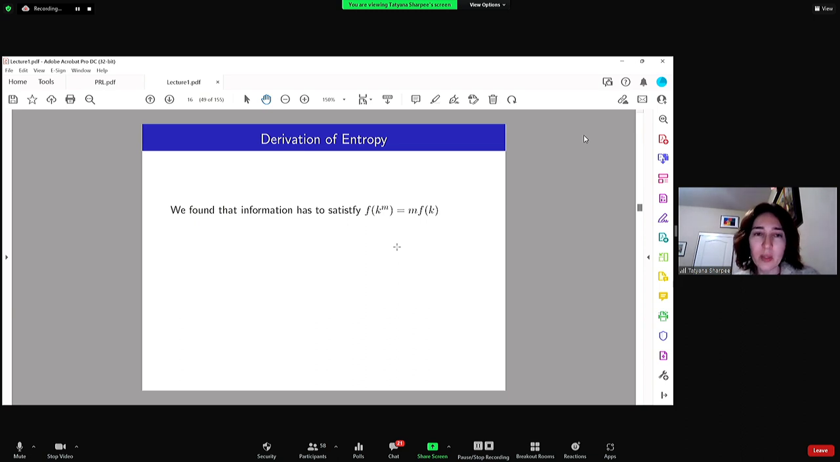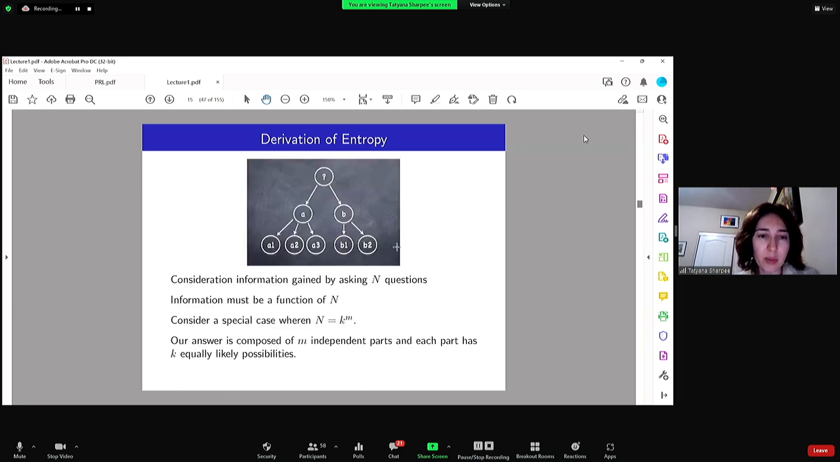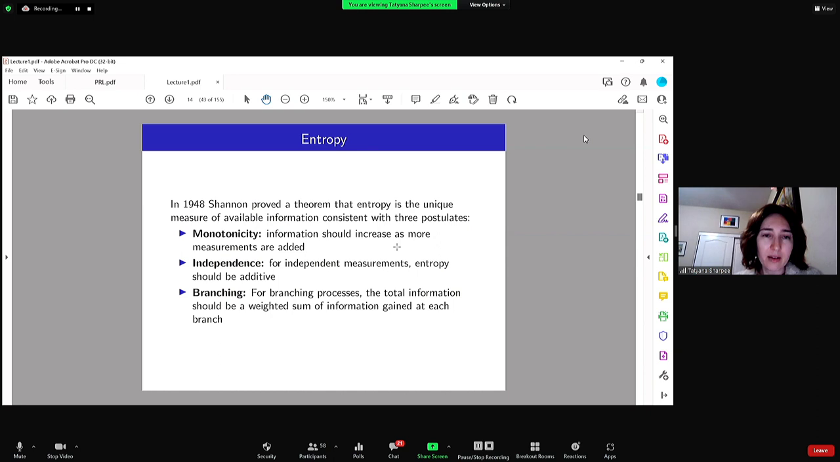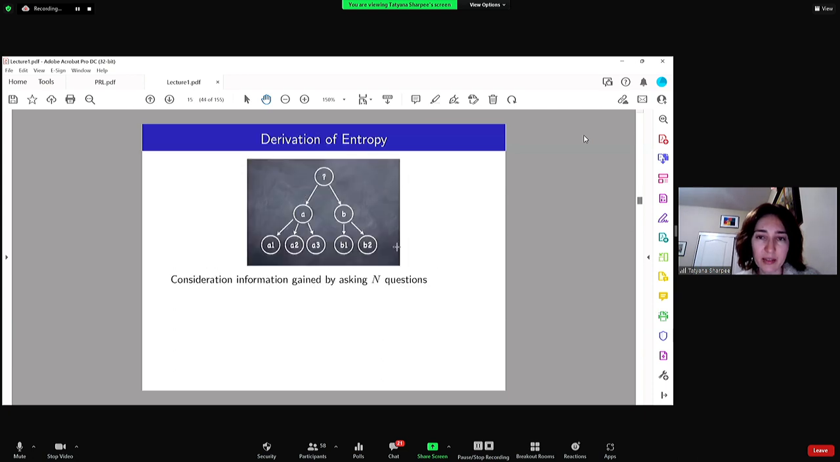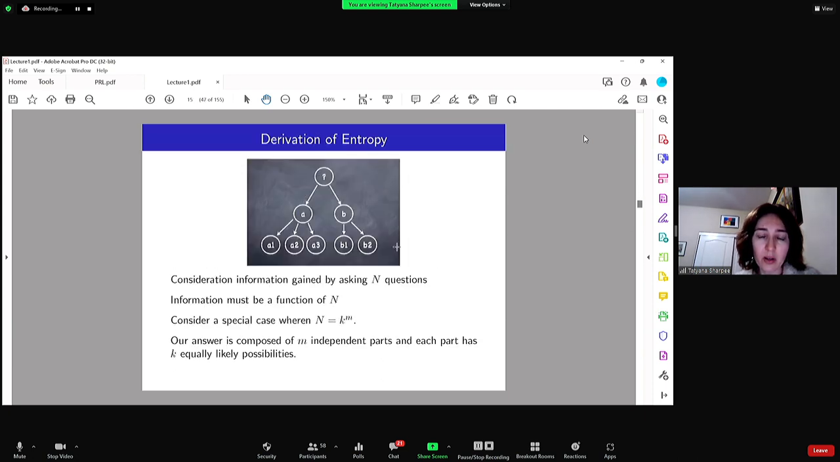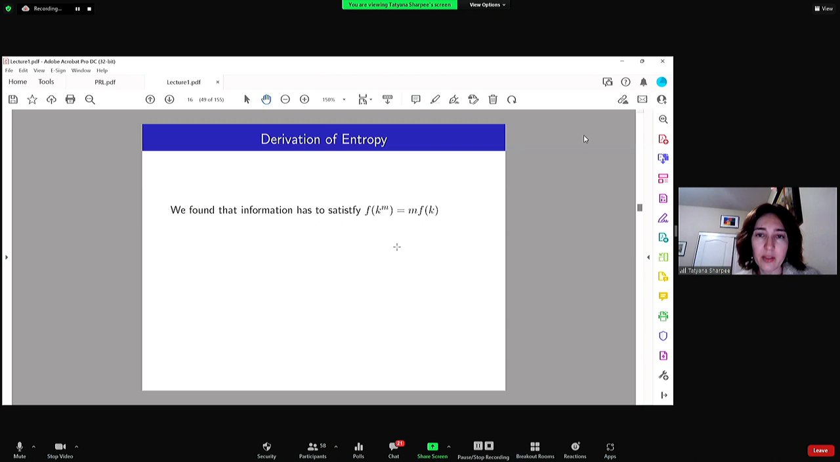So what we have is, remember that our assumption was independence. For independent measurements, the entropy should be additive. So in other words, if we have K to the M possibilities, this function of the entropy has to be M times the function of one measurement.